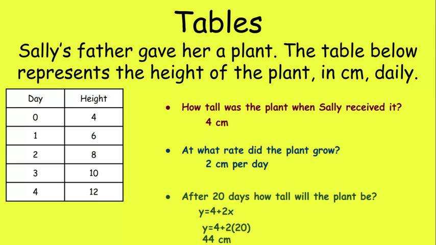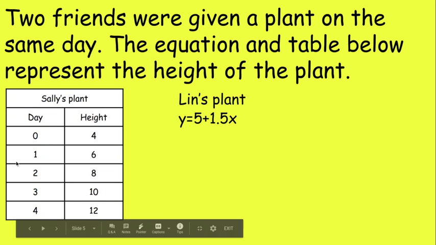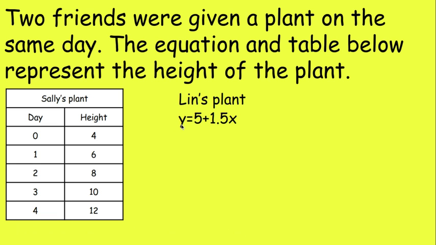So now let's take these 2 situations and let's compare them. So 2 friends were given a plant on the same day. The equation and the table below represent the height of the plant. So here's our table from Sally's plant. Lynn's plant is represented by this equation. So even though I just took you through the 2 situations separately, this is the type of question you're going to be receiving on your homework.